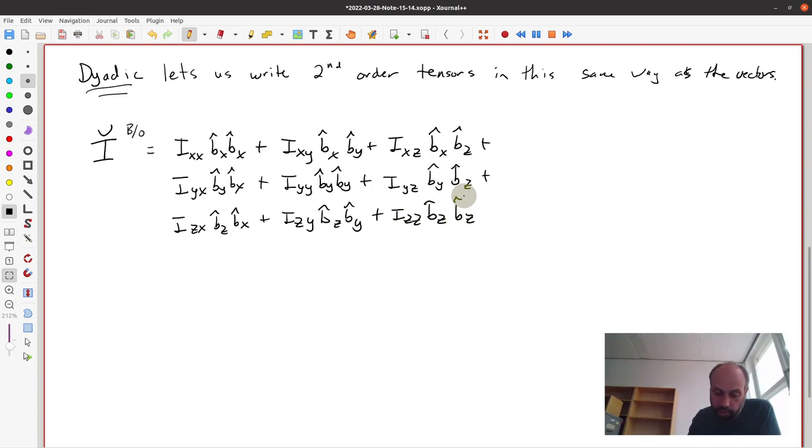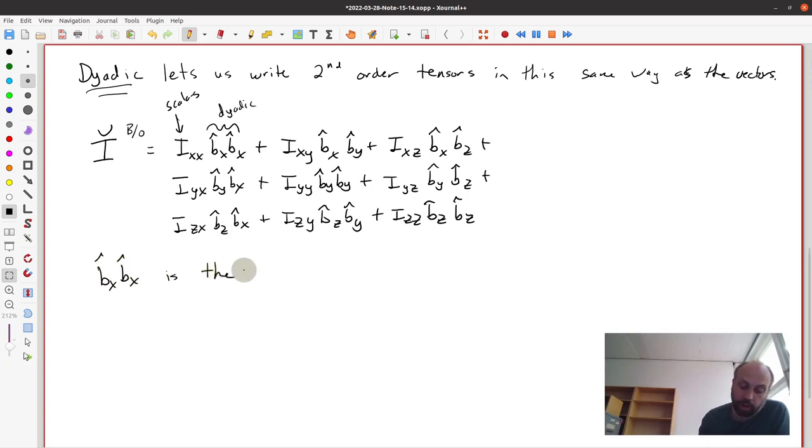Okay, so now I've got something that looks like that vector, but we have these terms here. Instead of unit vectors, I've got a unit vector multiplied by a unit vector. Okay, these are still scalars. These are dyadics, and they're the simplest dyadics, and I'll explain what I mean by that. But for example, bx is actually the outer product operation between these two vectors.